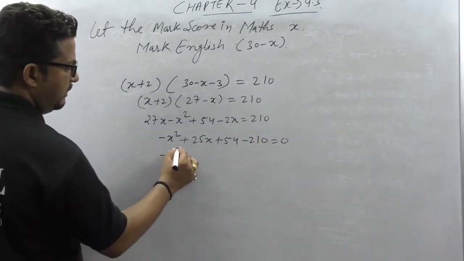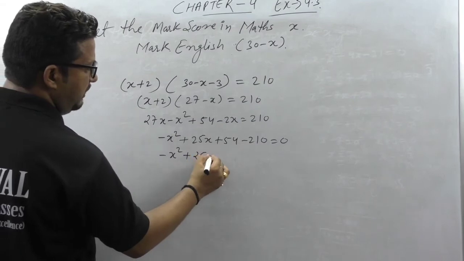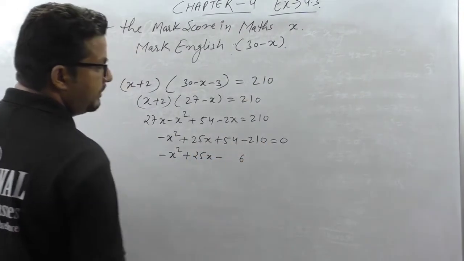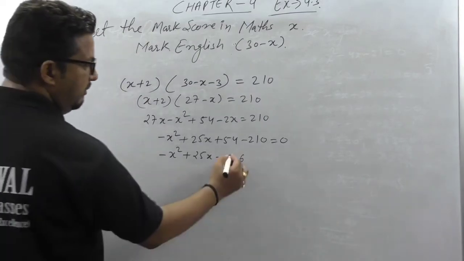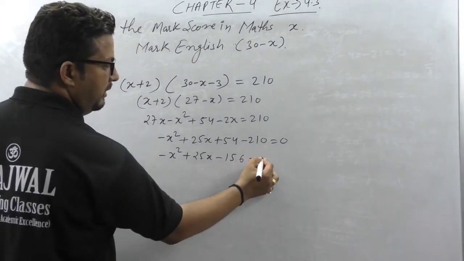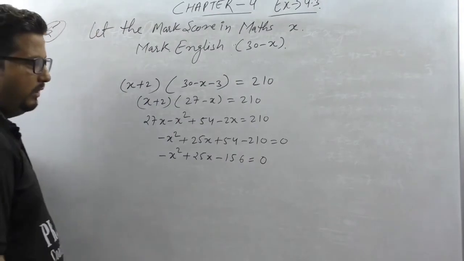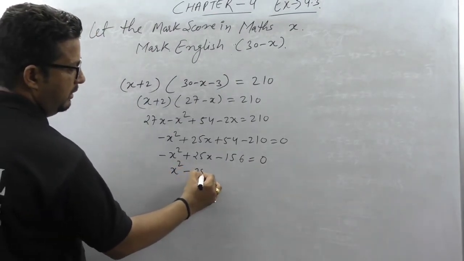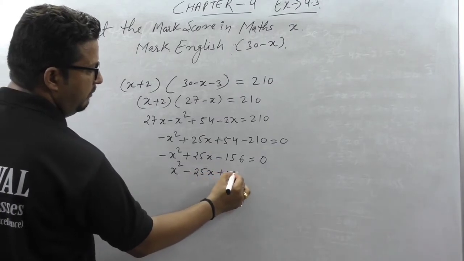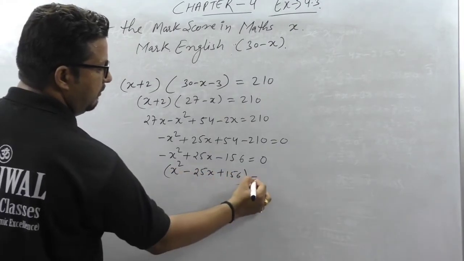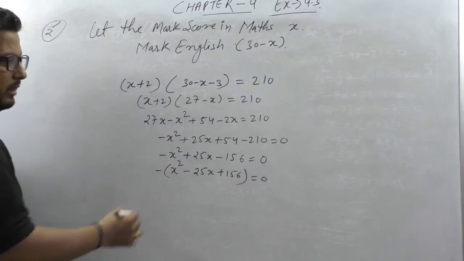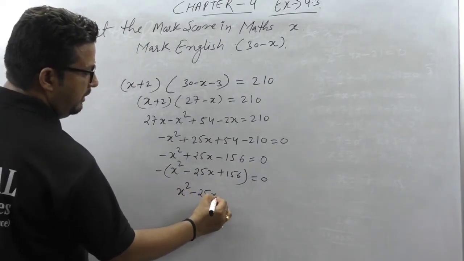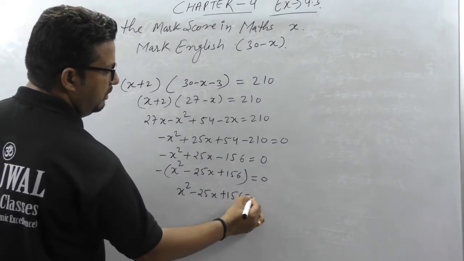So here you have minus x square plus 25x, and if you subtract 210 from 54, what will be left, like 156. Now we can take common minus, so it will be x square minus 25x plus 156, because minus we have taken common. So minus will go to 0 and the equation will be x square minus 25x plus 156 equal to 0.